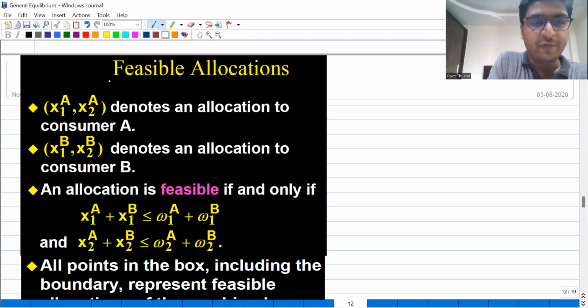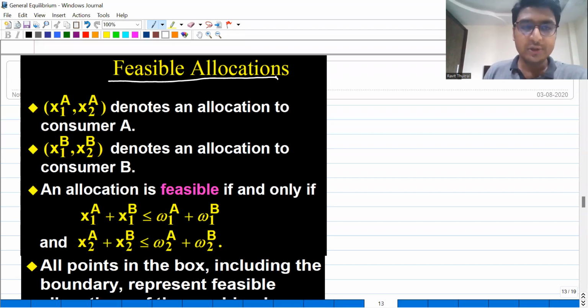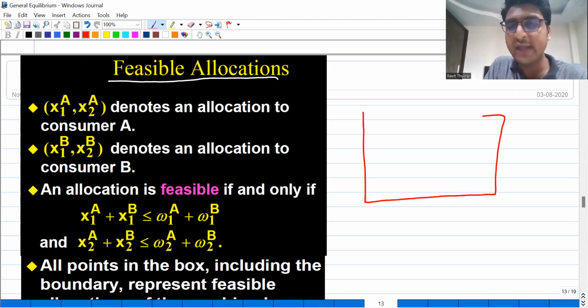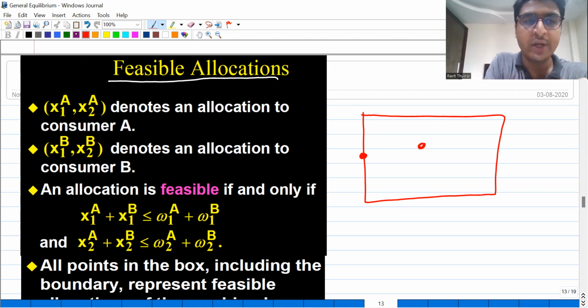So next point is feasible allocations. So we constructed this box on the basis of the total endowments of good 1 and good 2 available in this economy. So अगर आप उससे ज्यादा कंज्यूम करने की कोशिश करोगे, it is not feasible. If you do not have that amount available in the economy, you cannot consume it, right? So any point on or inside the box is feasible. Any point outside the box is not feasible for this economy. Okay.